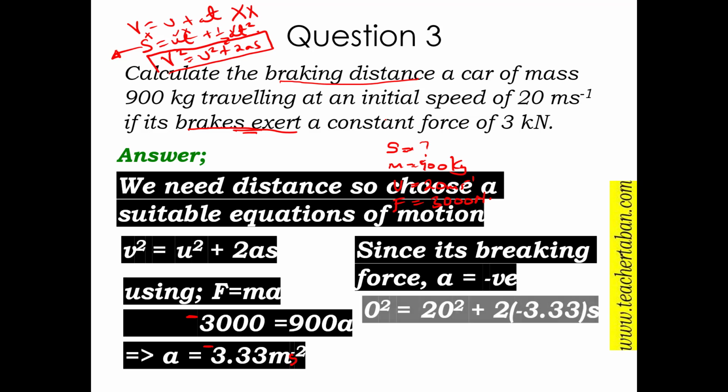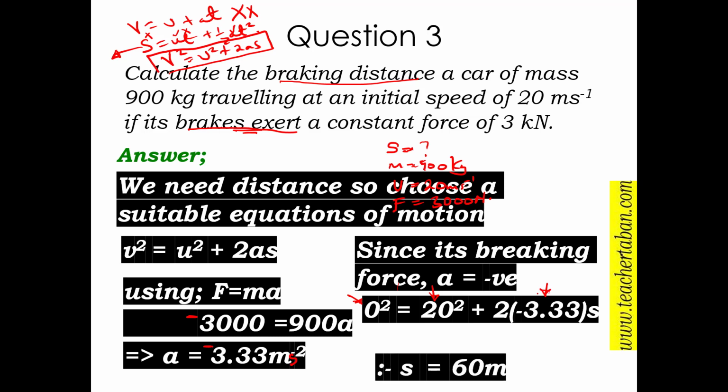So from our third equation of motion, we use v squared is equal to u squared plus 2as. When we substitute in our final velocity as 0, the initial velocity as 20, and then the deceleration is given there. So substituting into this equation will give us our distance as 60 meters.